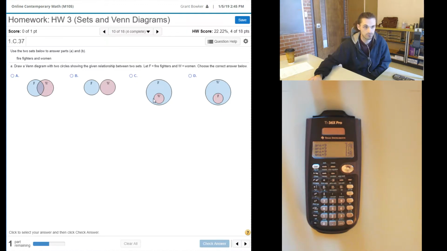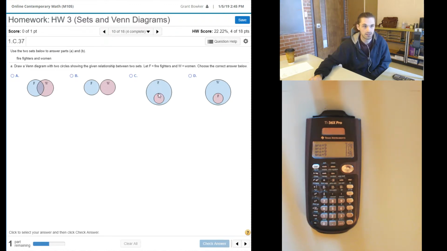So the Venn diagram in D is saying that all firefighters are women, right? Because this set of firefighters is located entirely within the set of women. So D implies that all firefighters are women. Not true. C implies that all women are firefighters, which is also not true, right?